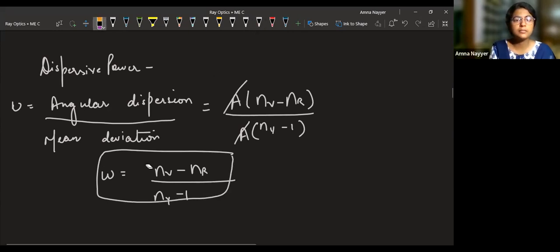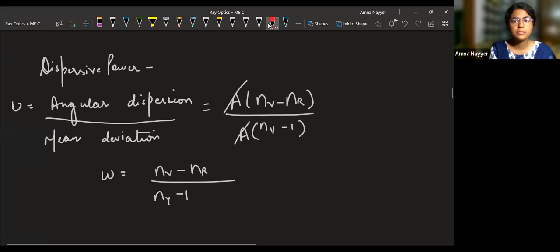This is the formula for the dispersive power.